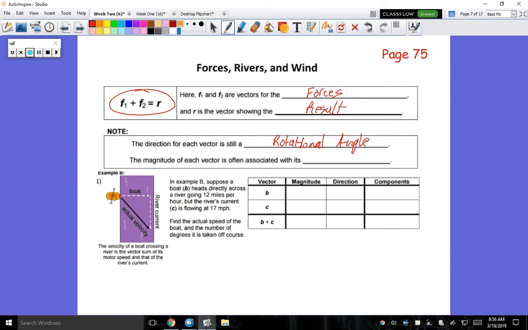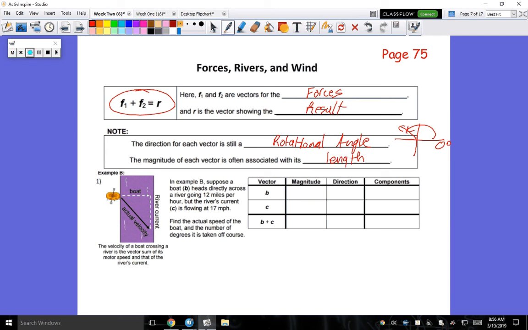And again, this is all in relation to where this is 0 degrees, where is it that I'm ending up at with my vector to know that directional angle. And then the magnitude of each vector is associated with the length, and we've talked about this from other places.